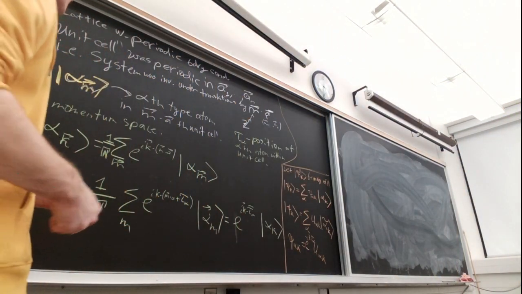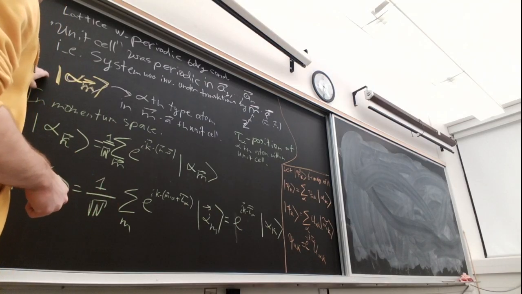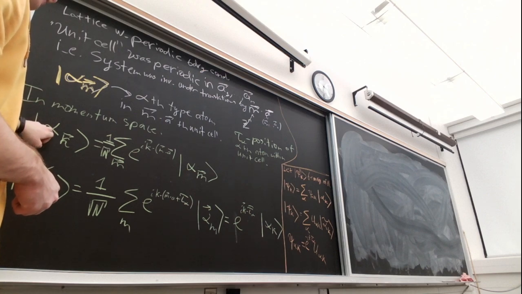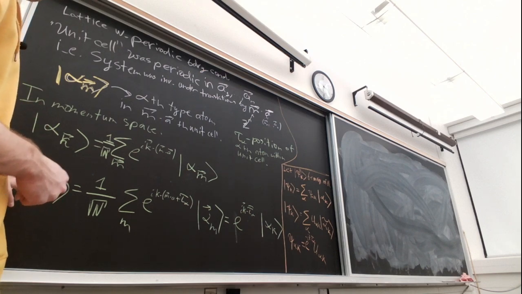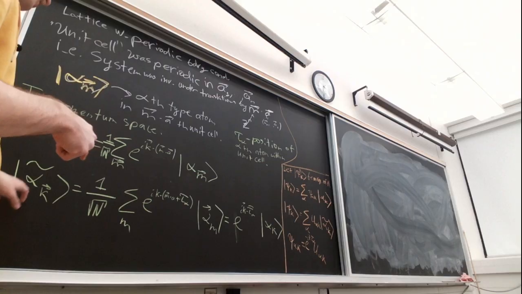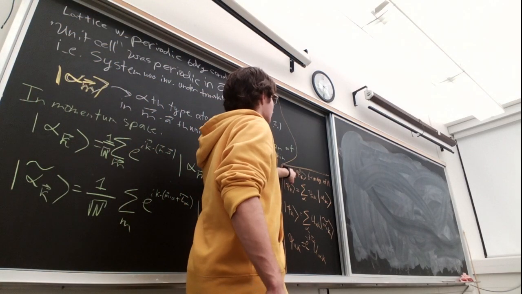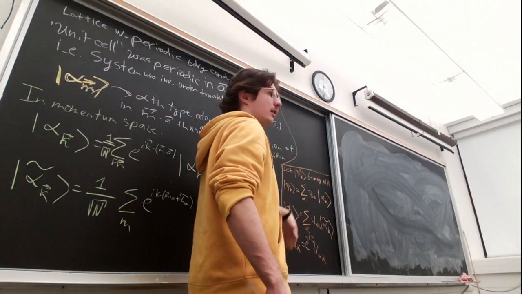Okay, so very simple. These alpha type of atom in the nth unit cell, Fourier transform that to get alpha k, multiplied by a phase of the position of the atom in the unit cell to get a twiddle, and then the eigenvectors of H I can expand in this basis.